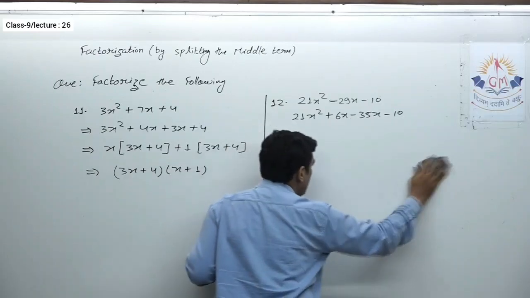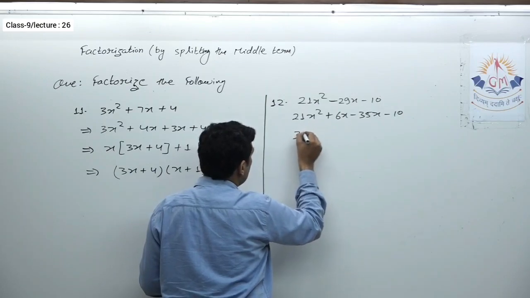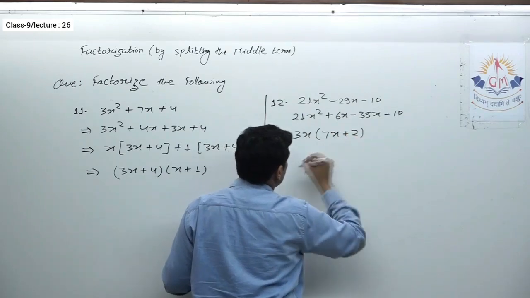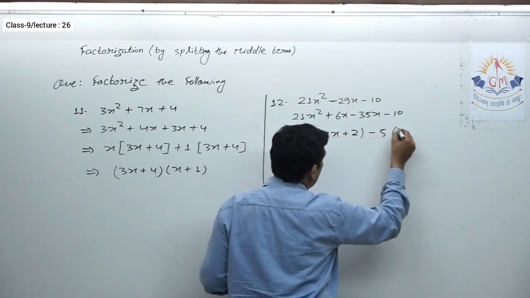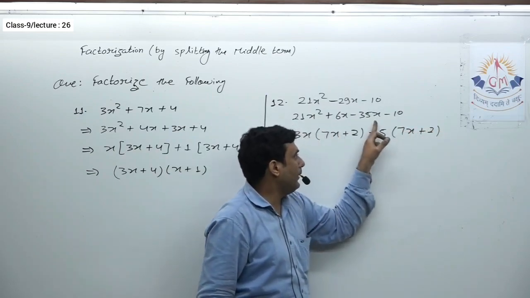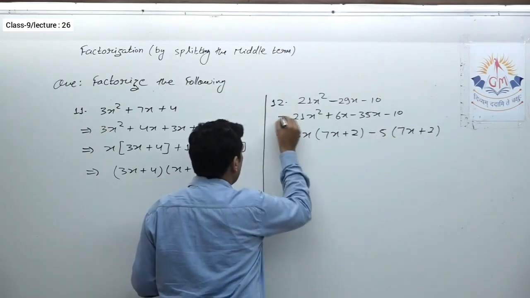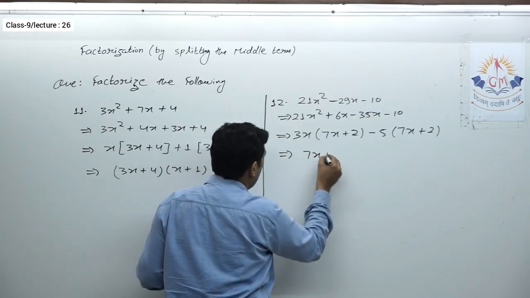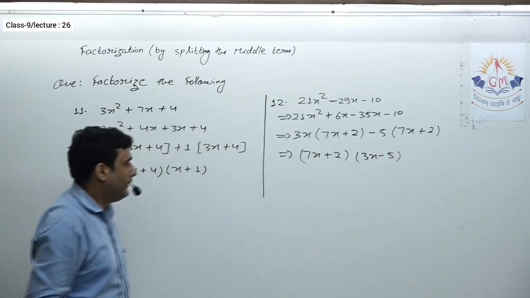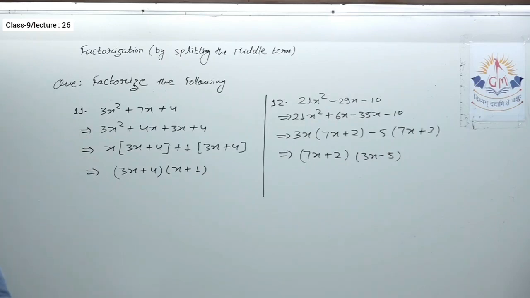Now after this there is nothing left in this. From these two I can take 3x common, so here I get 7x plus 2. And from these two I can take minus 5 common, so I will get 7x plus 2. You can reverse check, minus 5 into 7x is minus 35x, minus 5 into 2 is minus 10. So here I got my final answer, 7x plus 2, 3x minus 5. So these are the factors of the given expression. So please note it down.